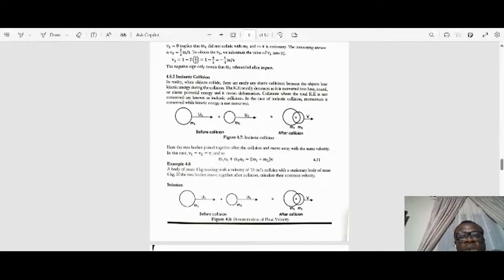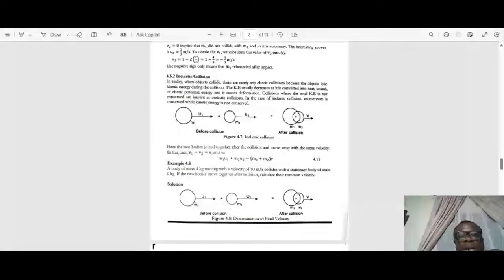And that figure 4.7 is the figure illustrating the collision, where you have two bodies with mass m1, m2, u1, u2. This is before the collision. So after collision, they will stick together. The two masses will stick together and move with a common velocity. You know, in the case of elastic, they move with different velocities. But for this inelastic, they will stick and move with a common velocity.